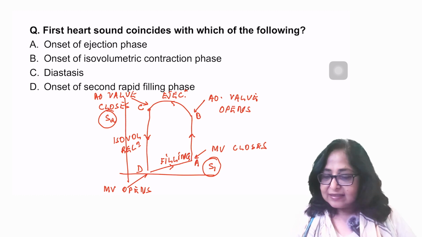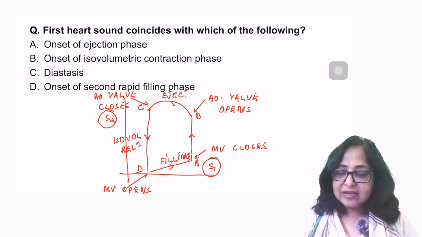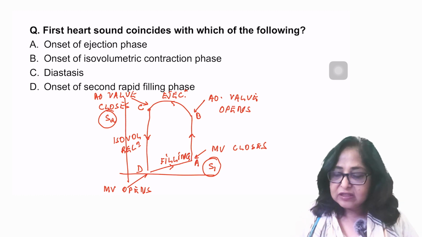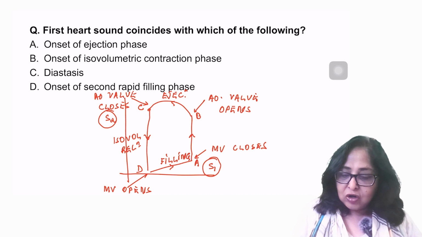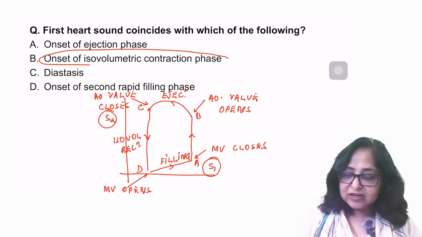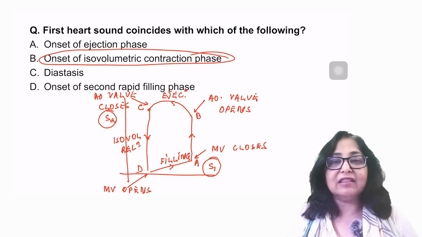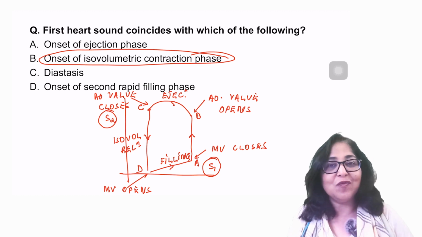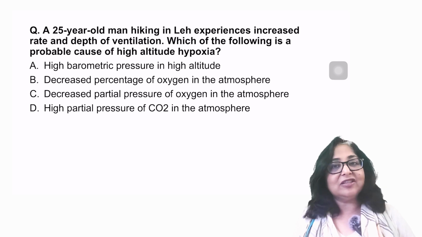So first heart sound coincides with which of the following? Onset of the ejection phase? No. What is coinciding with onset of ejection phase? Point B, opening of the aortic valve. Onset of isovolumetric contraction phase? Yes. This is the onset of systole, and the first phase of systole is isovolumetric contraction. Let's look at the next question.